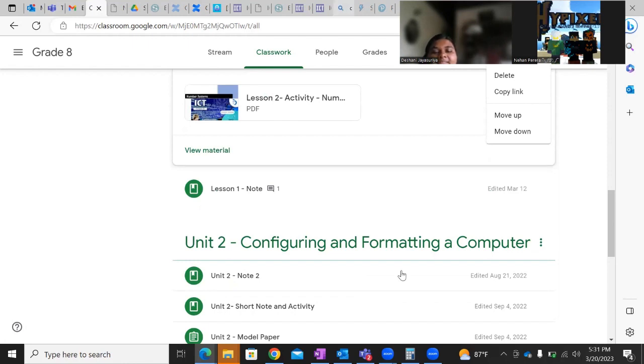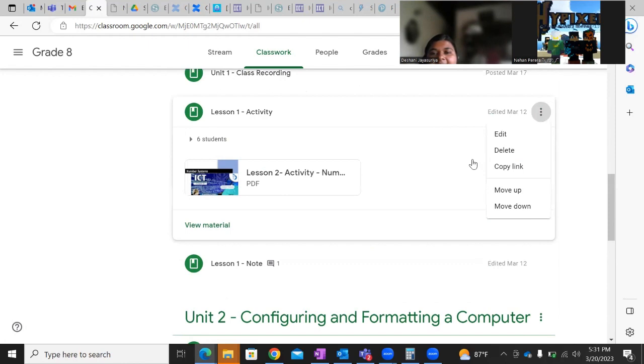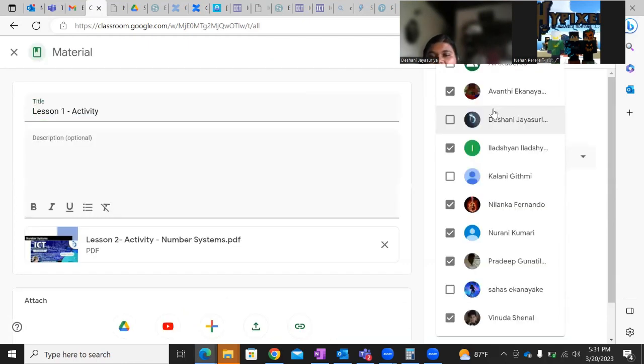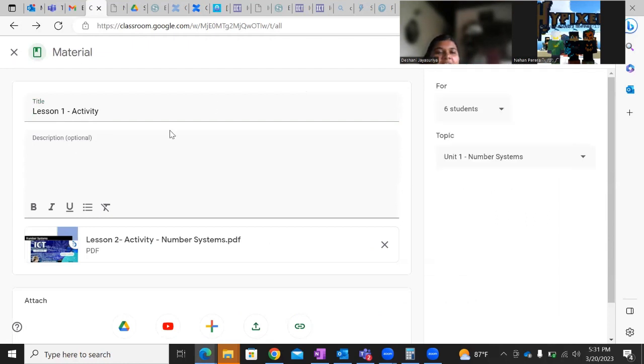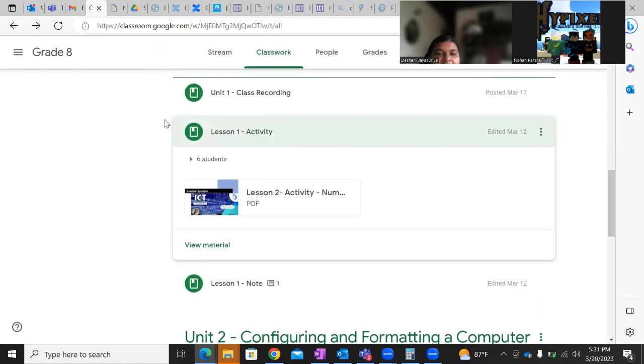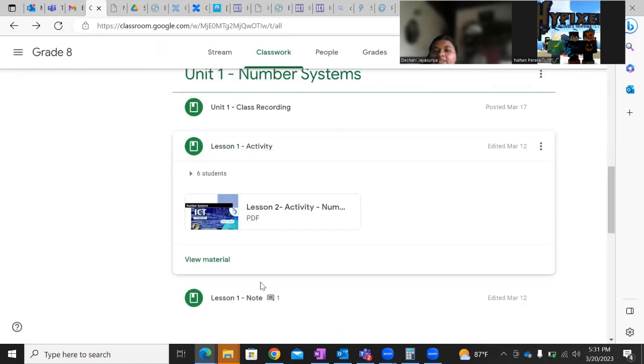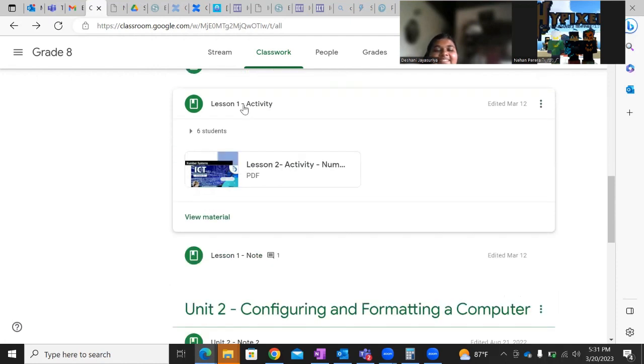So this way you can take this activity. Let me just check if I have added your name to this. Yeah, your name is here. So please take all the notes that I have added. One is this activity, the other one is the note. And if you need the task recording of the first lesson, you can take it from here as well.